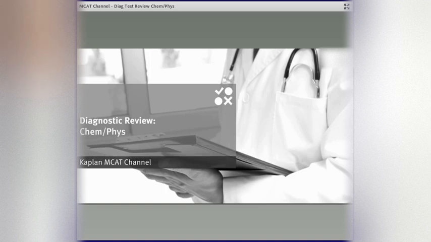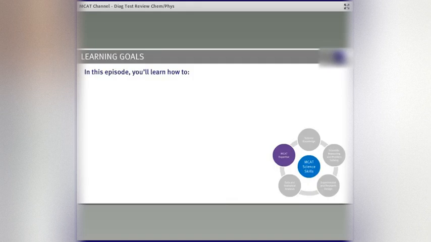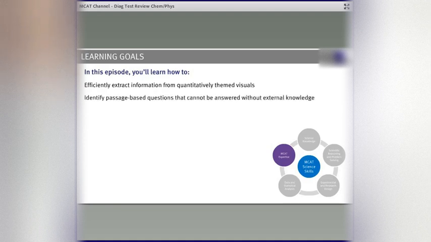All right, so let's take a look at what we're going to cover today. We have 3 goals. The first thing is, all right, these are big words: efficiently extract information from quantitatively themed visuals. What? How to read graphs and charts to get the right information out of them. That's all that means.